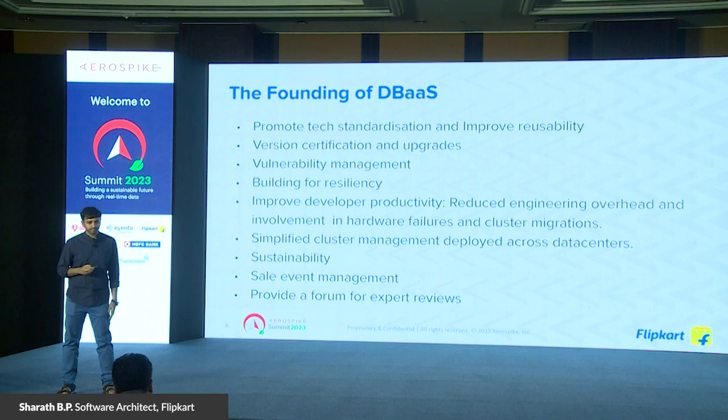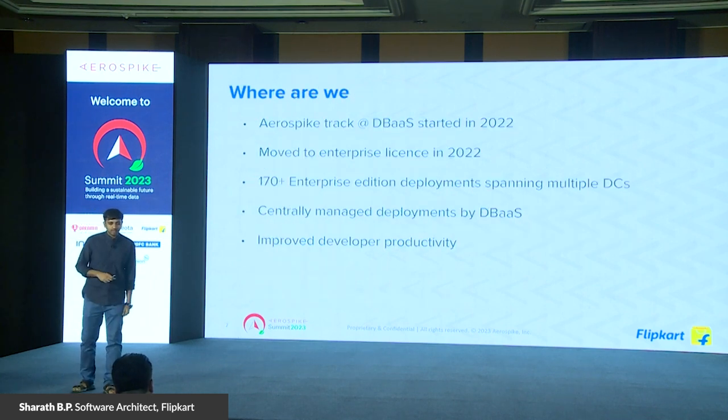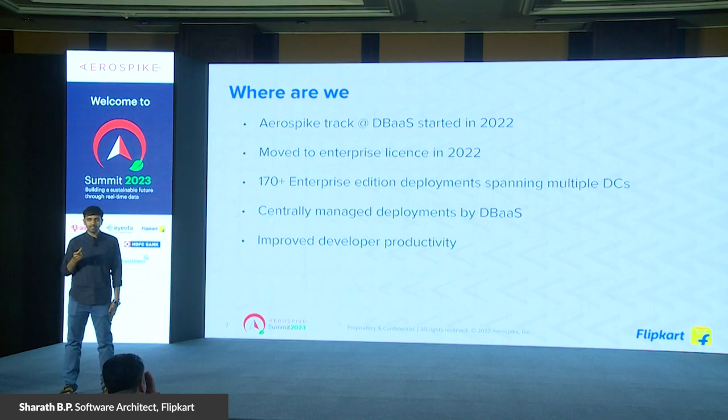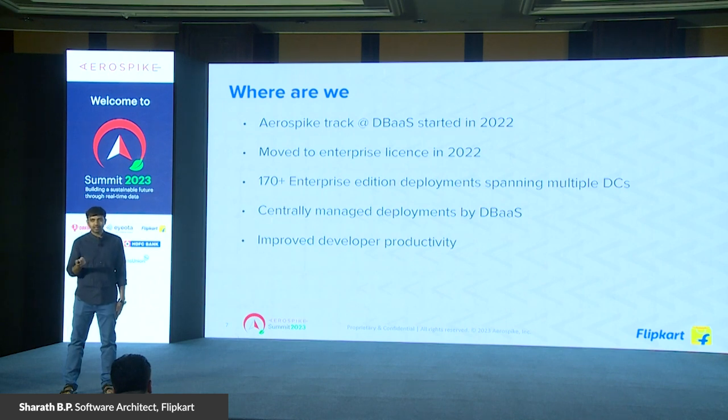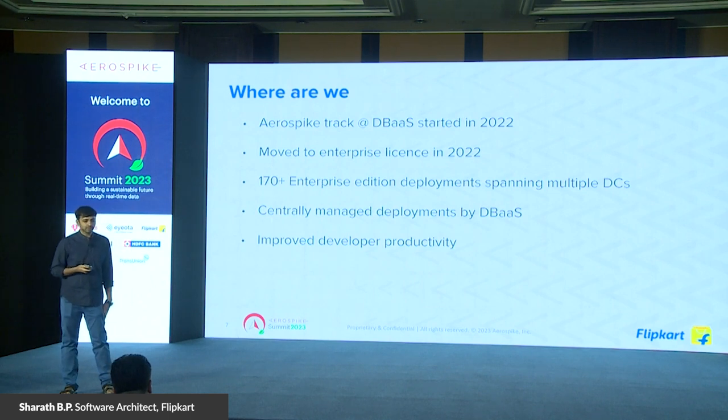There are multiple tracks in DBaaS in Flipkart, and the Aerospike track started last year. With the Aerospike track coming into DBaaS, we also moved all these community edition deployments into an enterprise license last year. We were about 40 community edition deployments, and most of them have been connected to enterprise. And as part of the tech standardization, we also looked at some non-Aerospike users, and we got them converted to Aerospike Enterprise.